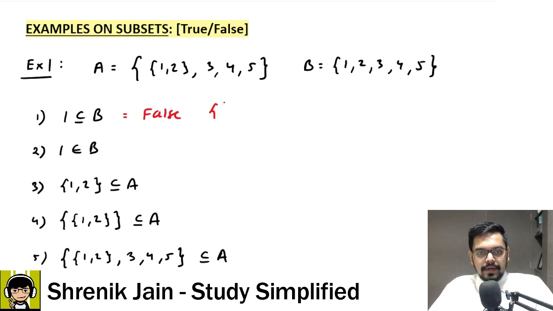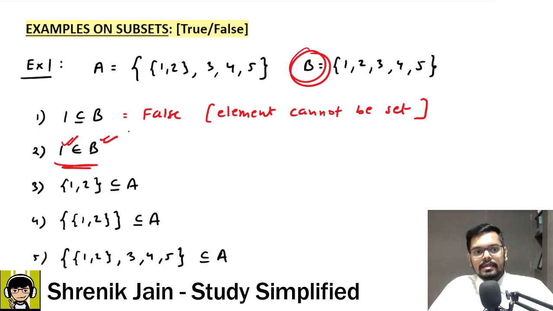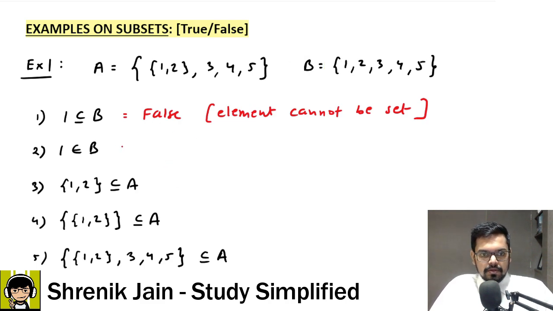Because an element cannot be a set, right? 1 is not a set itself. Element cannot be a set. Right? Now what about this thing? 1 belongs to B. Set B is here. Can I say 1 belongs to B means element 1 is present in set B? Yes, element 1 is present in set B. Therefore, 1 belongs to B. Always remember that an element belongs to a set. So this is true.